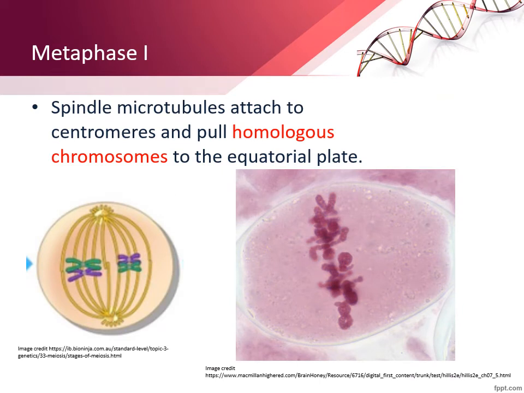So let's say that we've made it through all of prophase one, and we have made it into metaphase one. What's going to happen? Still metaphase in the middle. Spindle fibers are going to attach to the centromeres, just like in mitosis, and we're going to pull homologous chromosomes to the equatorial plate. This is different from mitosis. In mitosis, we lined up our chromosomes single file on the equatorial plate. Here in meiosis one, metaphase one, notice that our chromosomes are in pairs along that equatorial plate. We are lining up our homologous chromosomes in pairs along the middle: metaphase in the middle, but now pairs in the middle.